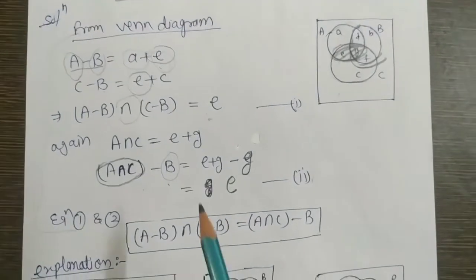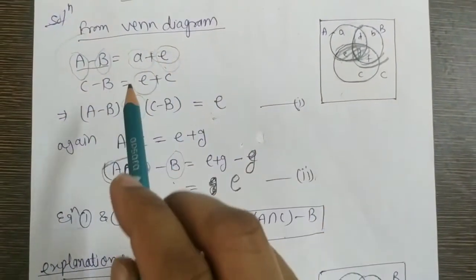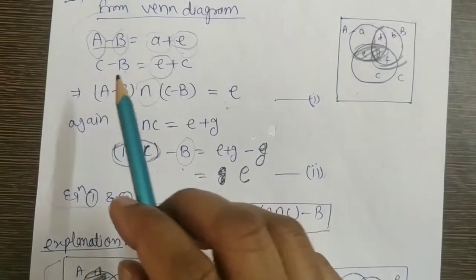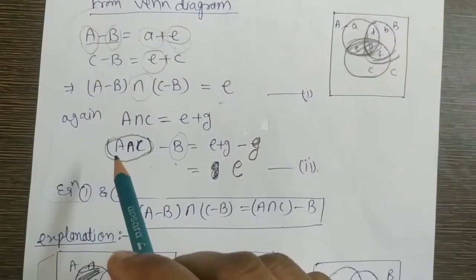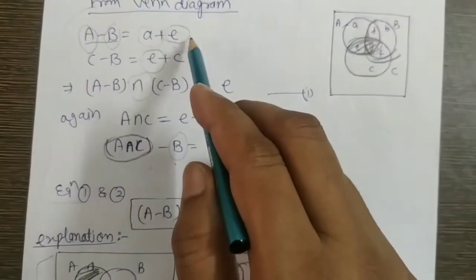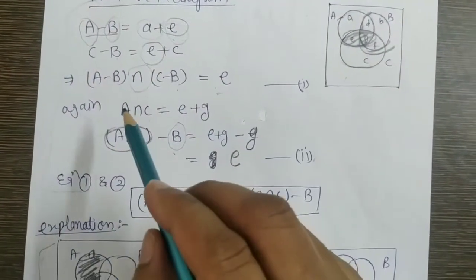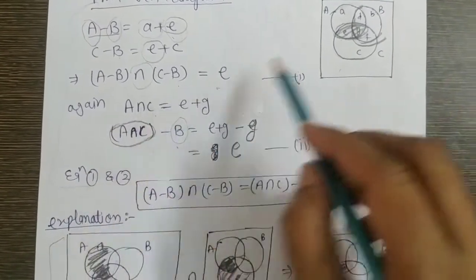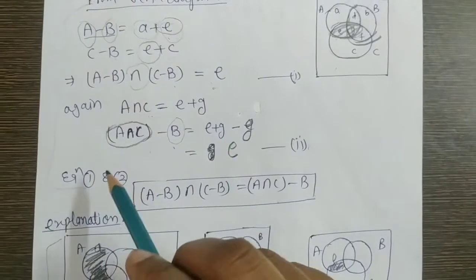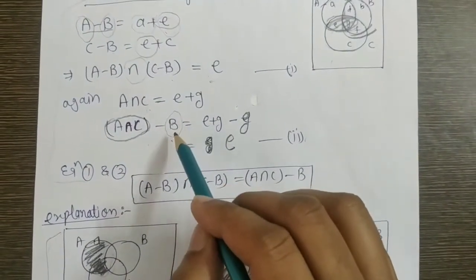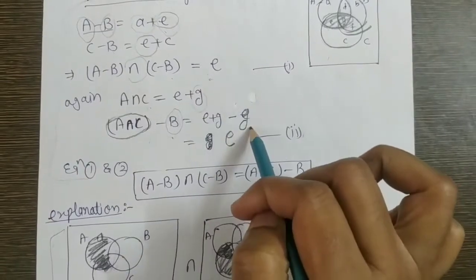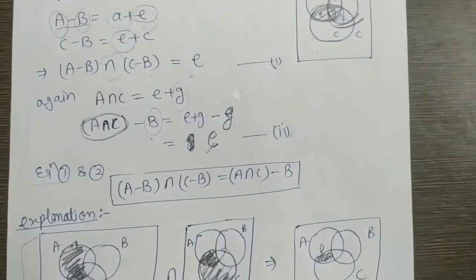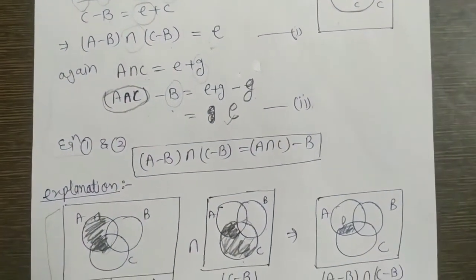Now I thought you have understood that A plus E does not mean the numerical addition of A and E. It means A part plus E part. C minus B means E part plus G part. And when we are taking intersection, then the common part is only E. A intersection C means the common part between A and C, that is E plus G. And removing the elements of B, here G elements also belong to B and are removed. So we get only E. I thought this method is clear to you.